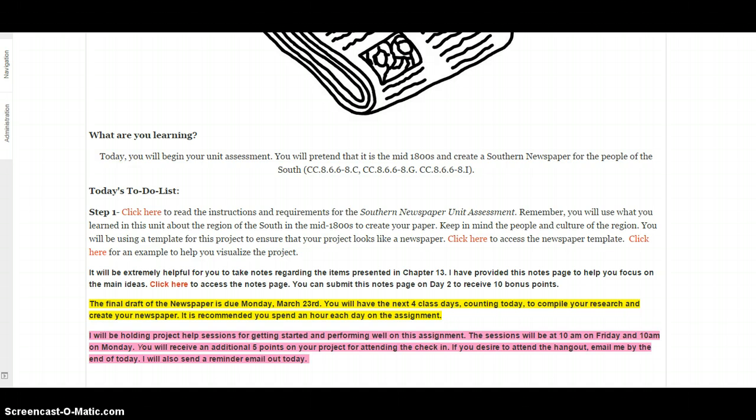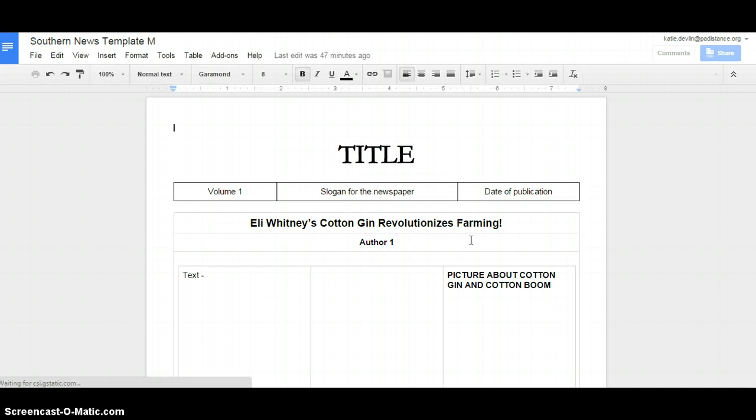So again, we've just read the Southern newspaper instructions and requirements. We're going to go ahead and take a look at the template now. It's present right here. So what I have gone ahead and done for you is I have provided headlines. So these are what you are going to write about, guys. So Eli Whitney's cotton gin revolutionizes farming. What does that mean? You're going to tell me about Eli Whitney, what he invented, and how it changed farming for your first article. All of this information is present in section 1.